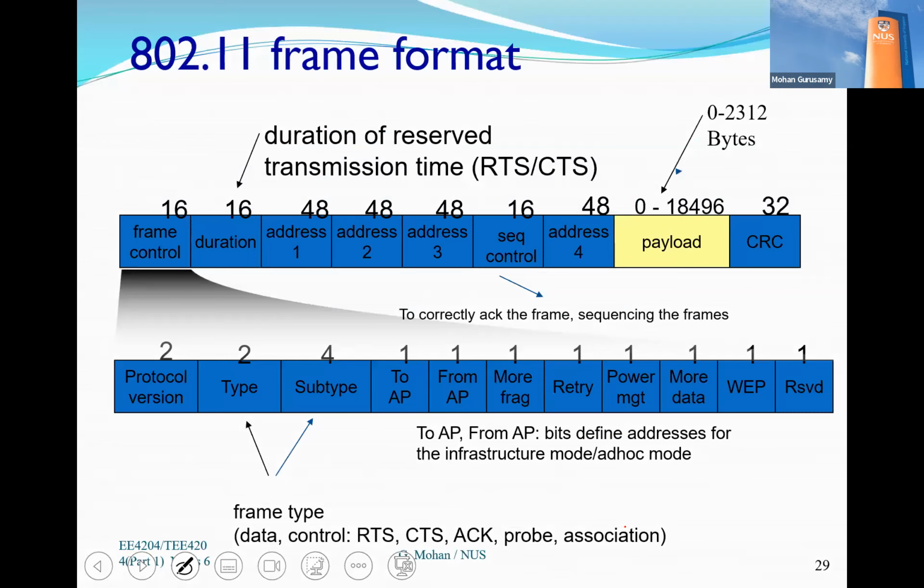Now, let's look at the frame format of 802.11. This frame format is slightly different from the Ethernet frame format, etc. At the end, you have a 32-bit CRC for error detection.